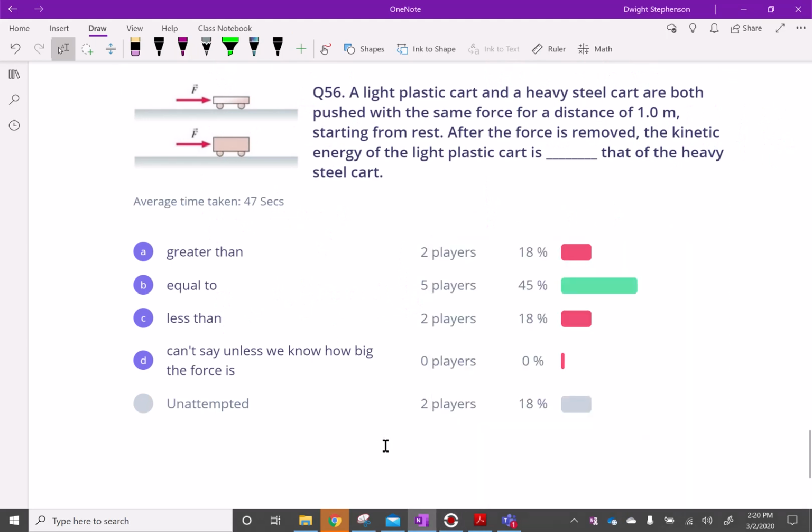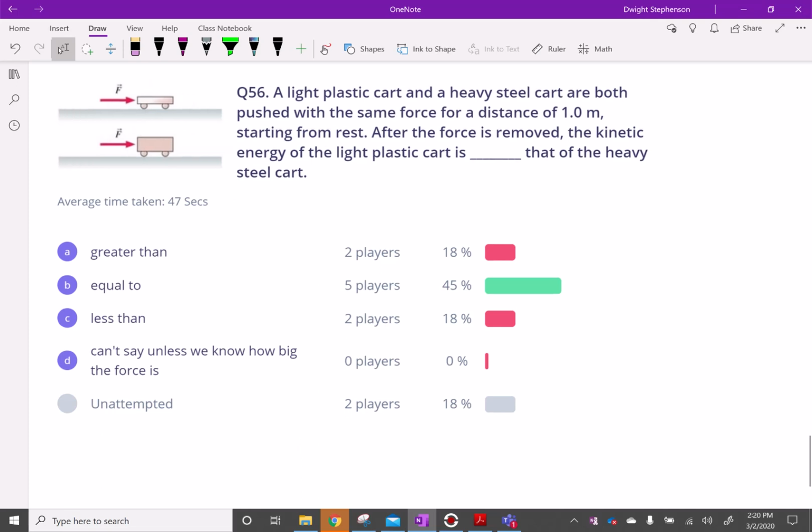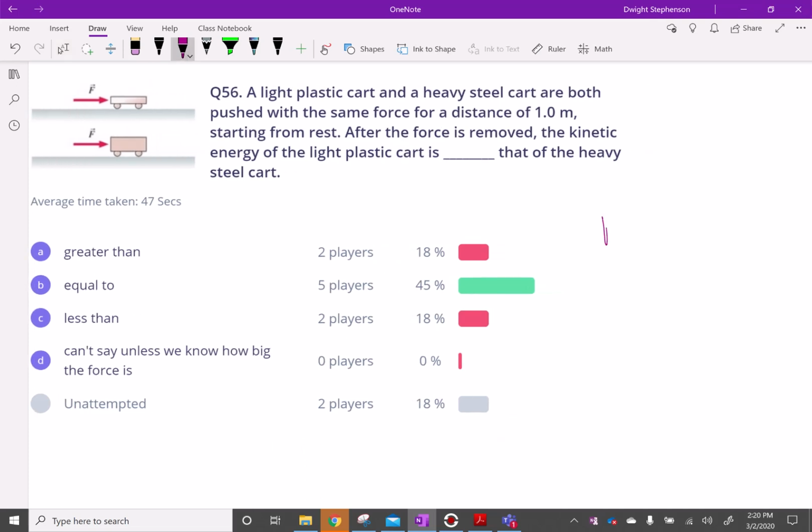Okay, next one is this conceptual question. A light plastic cart and a heavy steel cart are both pushed with the same force at a distance of 1 meter. So you want to think, okay, I have a force and I have a displacement. Well, that's basically work, right? Starting from rest, after the force is removed, the kinetic energy of the light plastic cart is blank of the heavy steel cart, right? So notice here, there's no mass involved. I mean, force is mass times acceleration, but it's saying the force is the same, right?